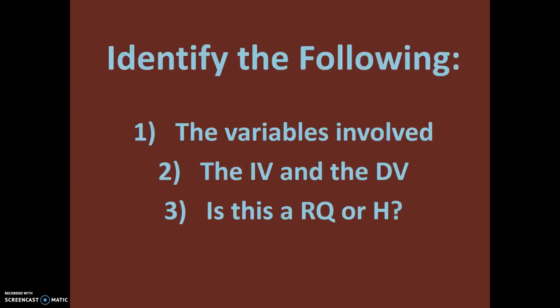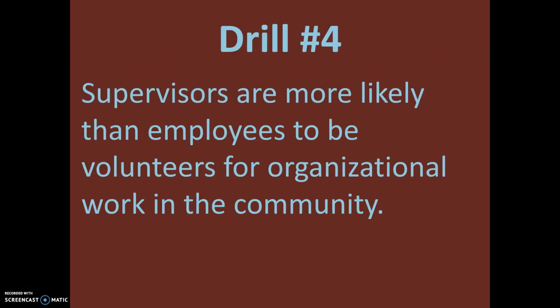Let's continue with another drill. Again, we're going to identify our 3 things, the variables involved, independent variable, the dependent variable, and identify this statement as a research question or a hypothesis. The statement for drill 4 says, supervisors are more likely than employees to be volunteers for organizational work in the community. Supervisors are more likely than employees to be volunteers for organizational work in the community. Identify our 3 things. Take a moment.